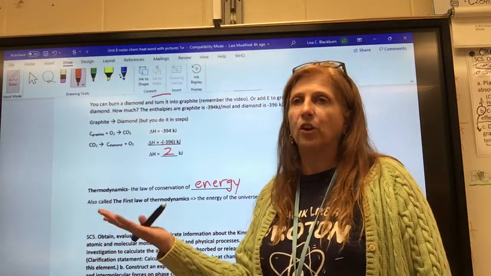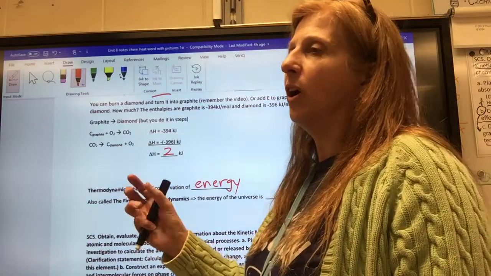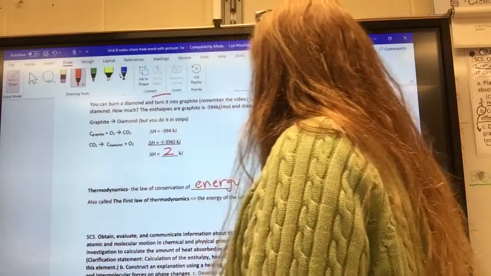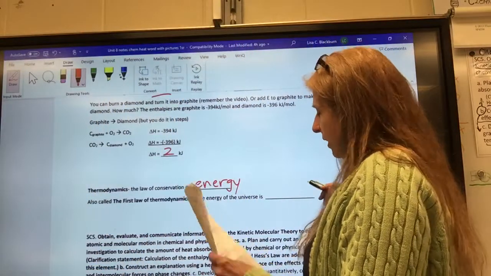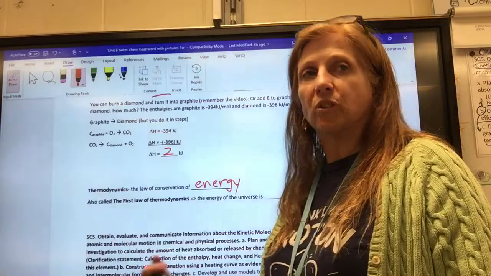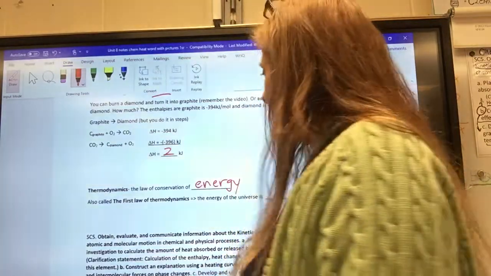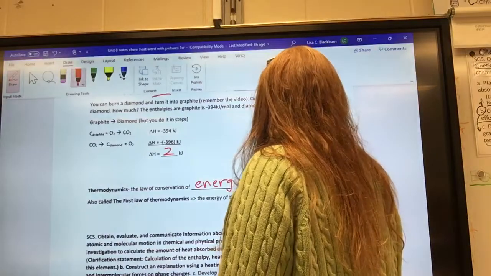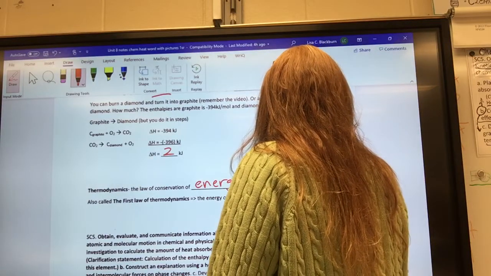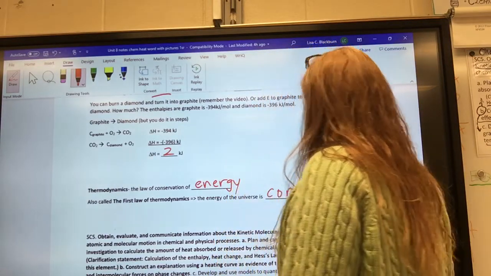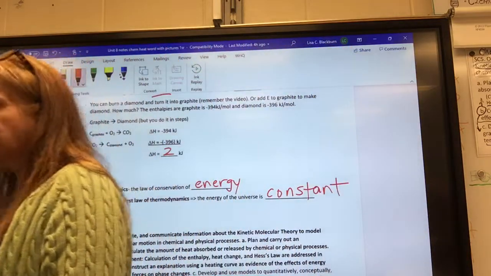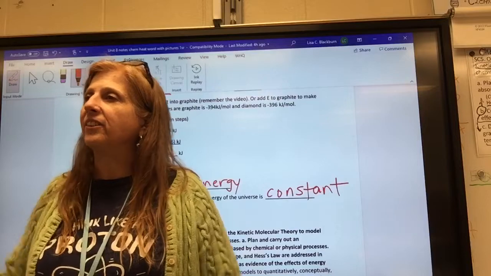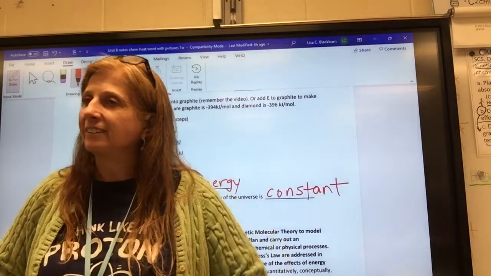The second law of thermodynamics is things move from order to disorder unless acted upon by an outside force, or enthalpy. So the bottom line for the first law of thermodynamics is the energy of the universe is constant. Energy is not increasing or decreasing, it's just changing forms. All right, that's easier, isn't it? This is the easiest thing we've done yet, don't you think?